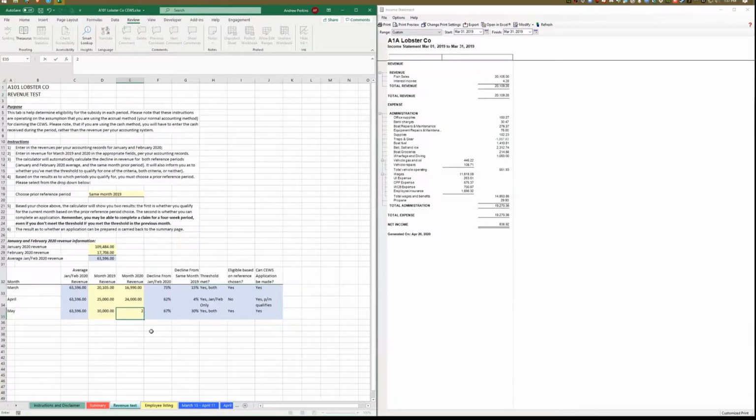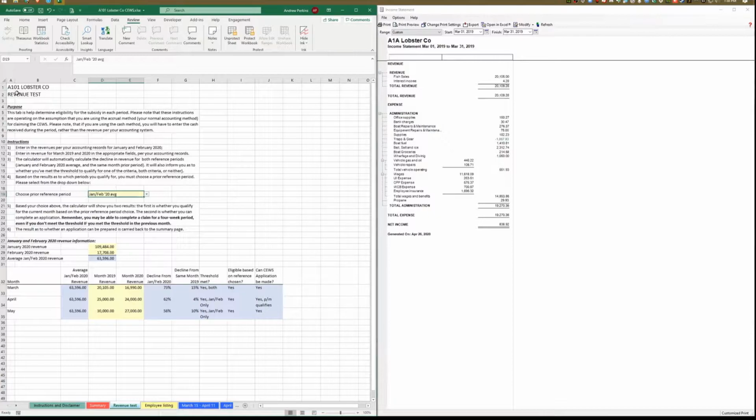But let's say they didn't. Let's say they had $27,000 in sales. Suddenly the decline of revenue in May 2020 compared to May 2019 is only 10%. So they are not qualified, they're not eligible based on the criteria chosen, and they cannot make an application. So if you were sitting here in June or July and hadn't made your application at this point, you could then use the benefit of hindsight to be able to look back and say, oh, well, if we choose January and February 2020, then yes, we actually qualify for all those months and can make applications.